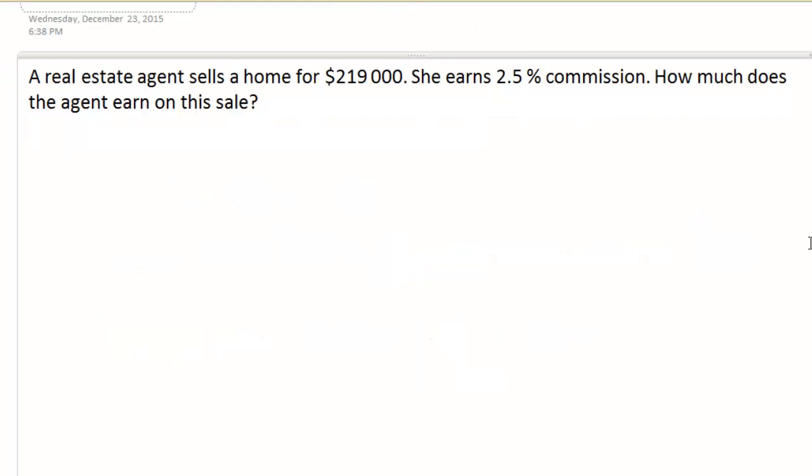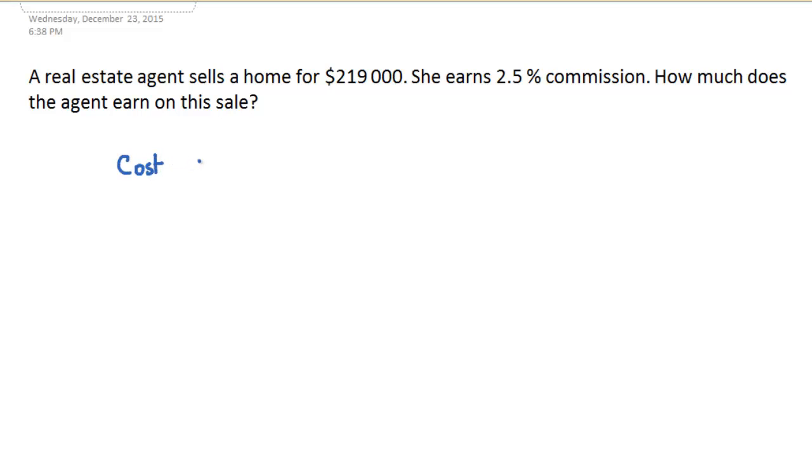It's saying a real estate agent sells a home for $219,000. She earns 2.5% commission. How much does the agent earn on this sale? Okay, so we know that the cost of this home is $219,000. Now, the real estate agent will get 2.5% commission.